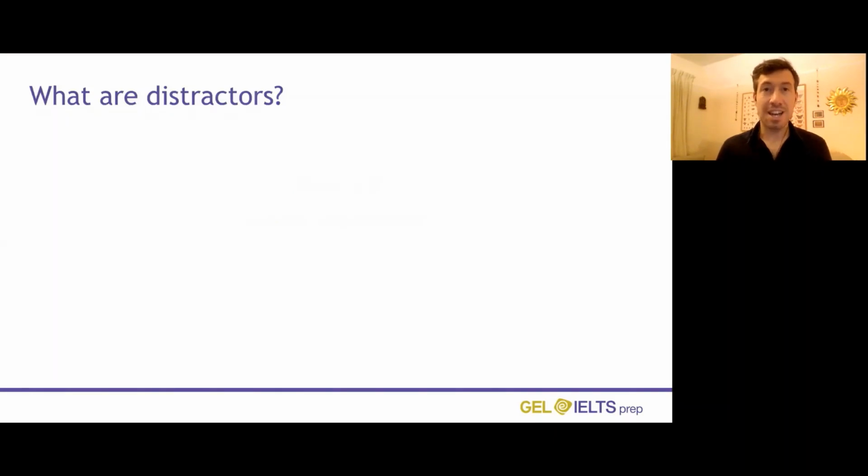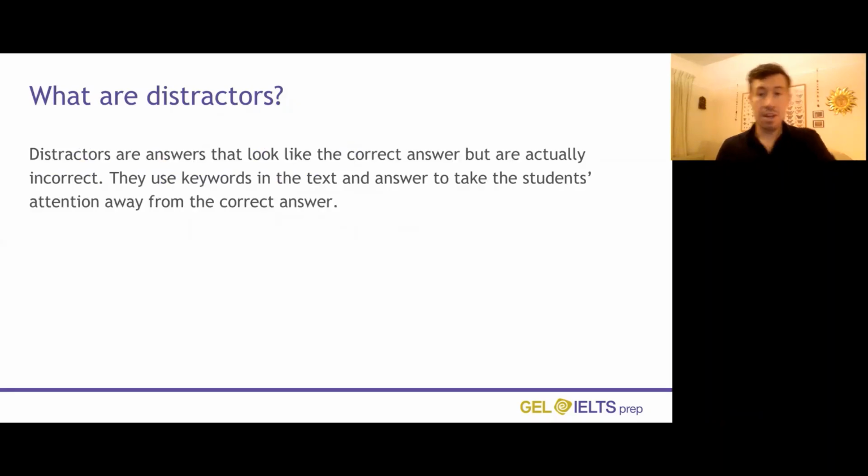So let's start by looking at what distractors are. Well, distractors are answers that look like the correct answer, but are actually incorrect. So they use keywords in the text and answer to take the student's attention away from the correct answer.